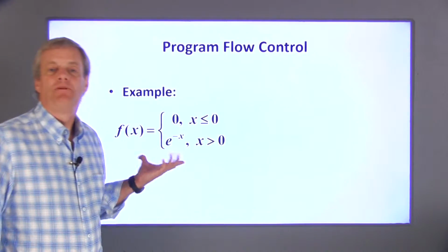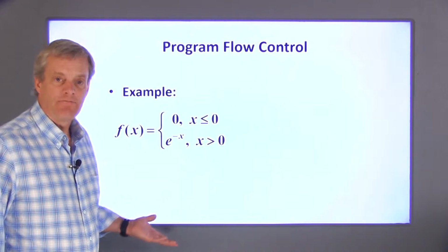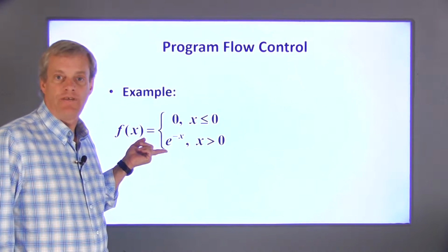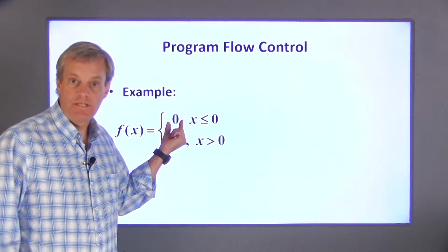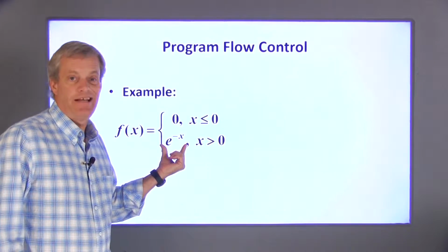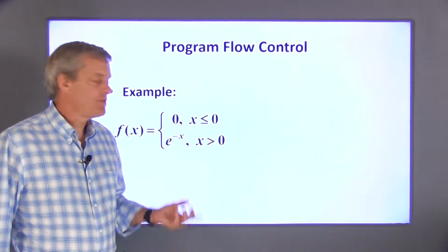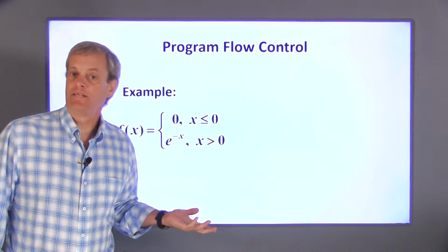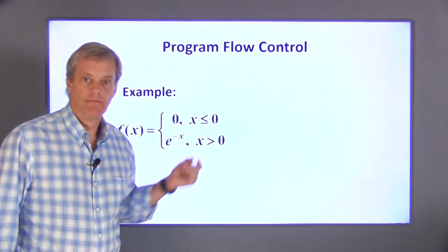Here's one example of a calculation that depends upon a condition. The function's defined differently over two different ranges of x. If x is less than or equal to 0, the value of the function is 0. And if x is greater than 0, the value of the function is e to the negative x, or a decaying exponential. Evaluating this function for some value of x requires you to make a decision. Is x less than or equal to 0 or not?